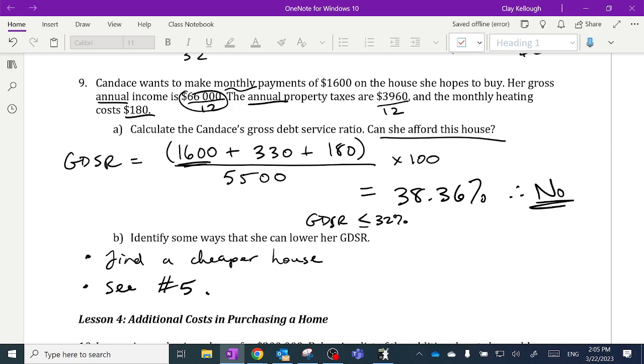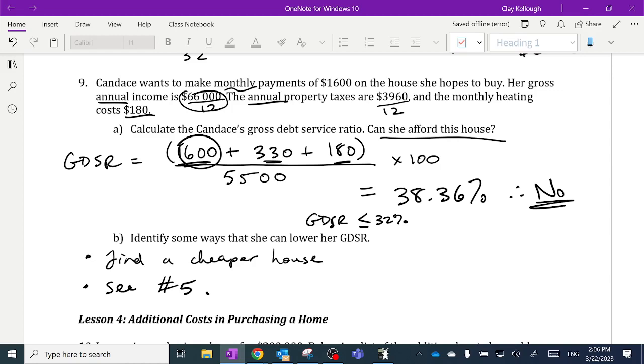Right? Any of the answers we put on number 5 would work for this one. To lower that monthly payment so that this number goes down. Because you can't do much about that. I guess you could try to make your house more energy efficient, but if you haven't bought it yet, you're not allowed to do that.